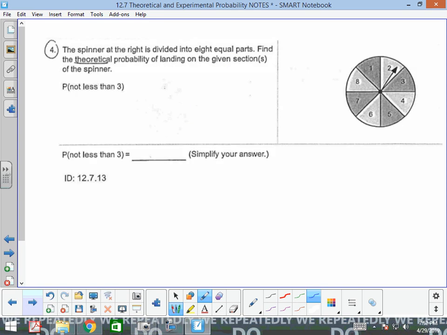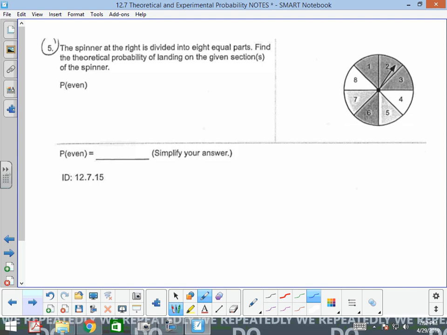The spinner at the right is divided into 8 equal parts. Find the theoretical probability of landing on the given sections of the spinner. This says not less than 3. If it's not less than 3, then it's 3 or more. There are 6 ways to land on a 3 or more, out of 8. I'm going to reduce it to 3/4. Make sure you simplify your answer, as it says.